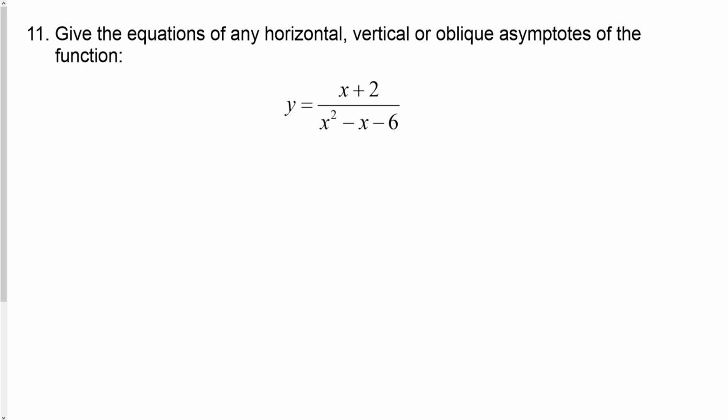Number 11. Give the equations of any horizontal, vertical, or oblique asymptotes of the function. I think I said graph the equations. I meant to say give the equations, obviously. So the equations of horizontal asymptotes.